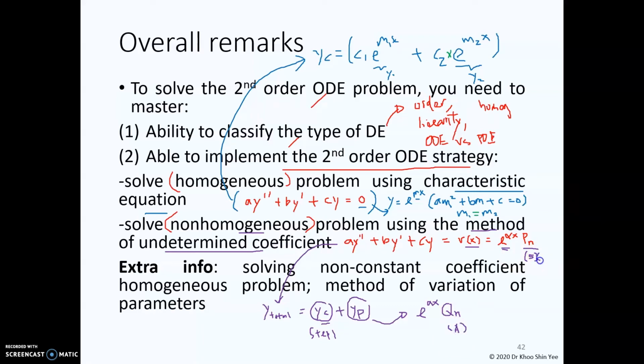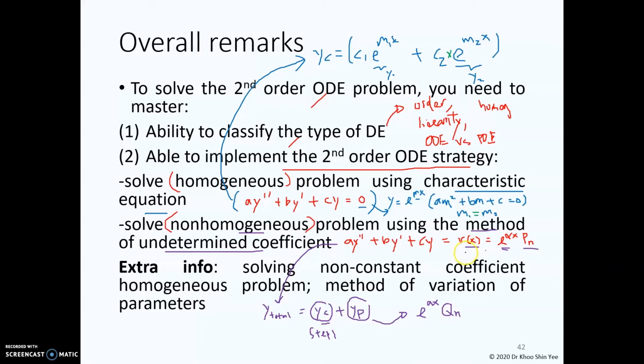If you have 5x, then the general formula here will be ax plus b. If you have 5x squared, then the general formula will become ax squared plus bx plus c. If you have exponential 5x on the right hand side function, then you need to propose the particular solution to be exponential 5x here also. Since the polynomial degree is 0 in this case, we can propose the polynomial equal to constant a.